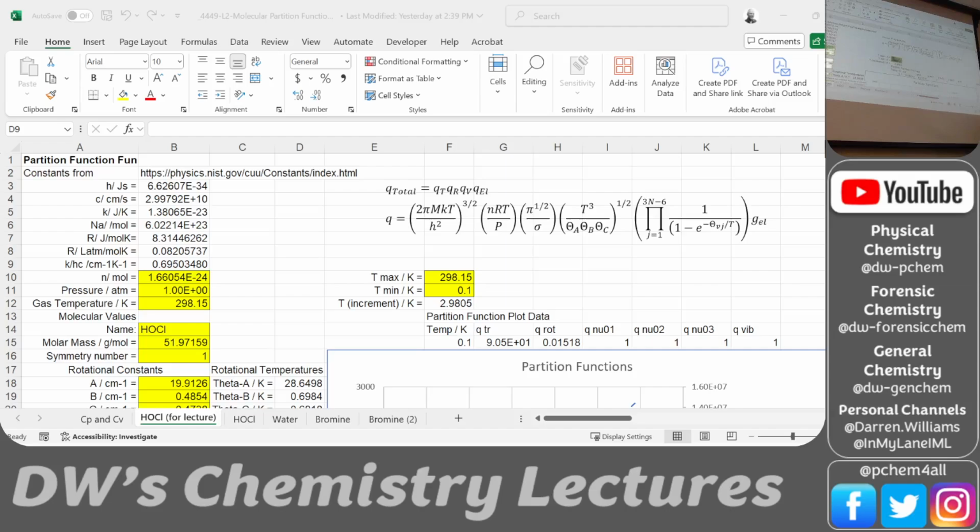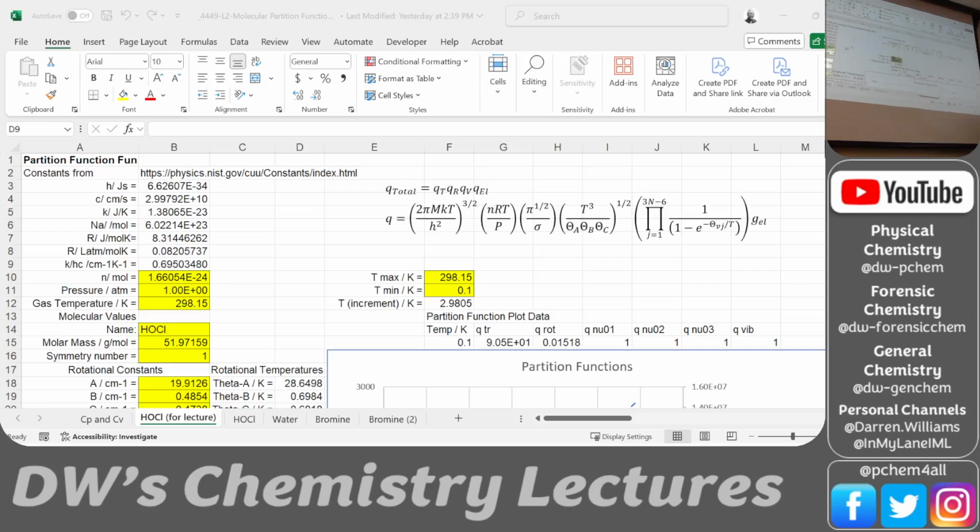Then what is this piece here? That's the rotational partition function. And this is the vibrational partition function. And then this is the electronic, which is set to 1 because we just have a molecule that doesn't have any degeneracy.